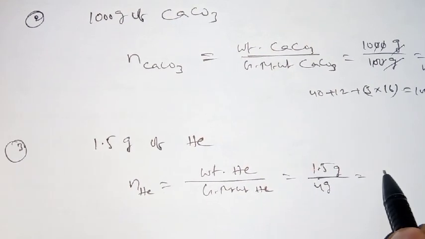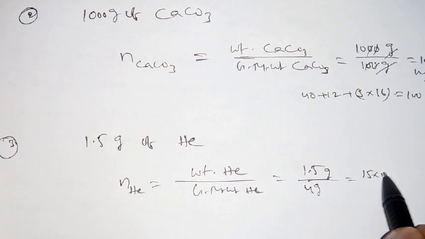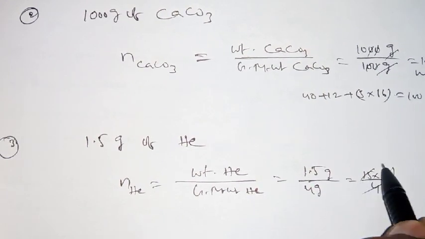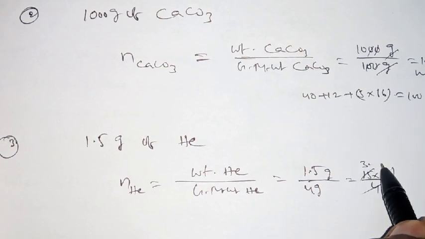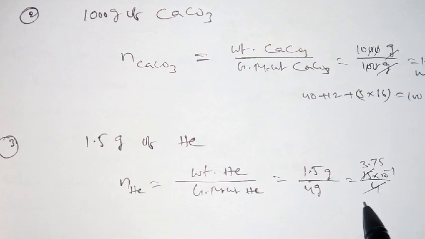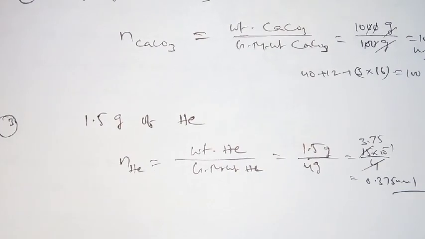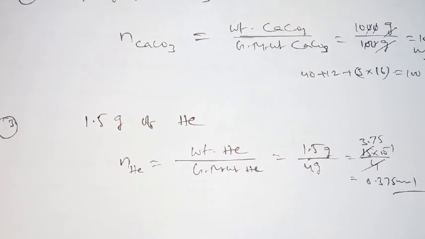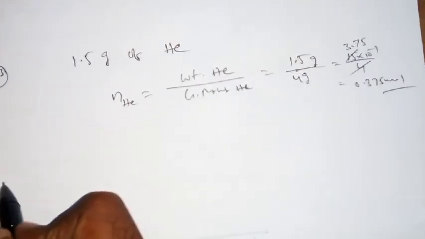So what do you get here? 1.5, which you can write as 15 into 10 power minus 1 by 4. So how many times does it cancel? Nearly, 3 fours are 12, and 7 and 5. So 3.75, that means 0.375 moles. Is it clear? So you may get the moles in terms of a fraction also. We shall see one more example.